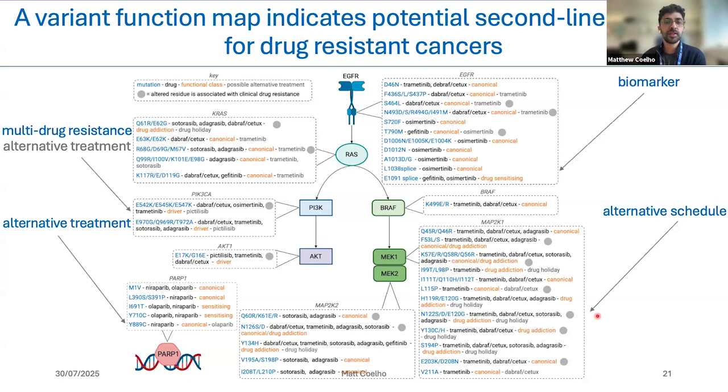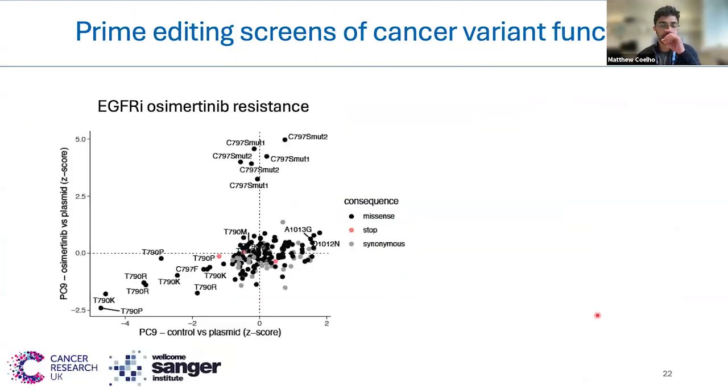So the base editing screens can't discover all variants, as I mentioned, because of the saturation. And so one thing that we're moving towards is using the prime editing screens in conjunction with the base editing screens in order to get higher resolution maps of variants and also to introduce mutations that we cannot introduce with base editing.